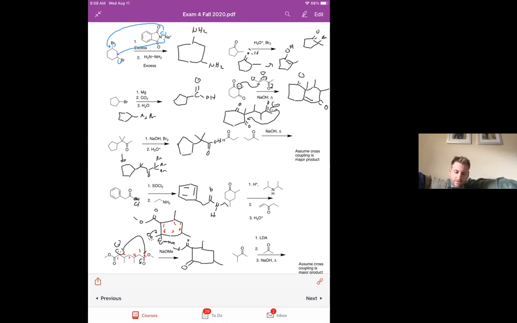All right, we're doing an aldol for our next one. I wrote out assume cross coupling as your major product. So you're assuming it's attacking the other molecule. We have an aldehyde and a ketone, so your aldehyde is more acidic. You're more likely to generate this negative charge here.